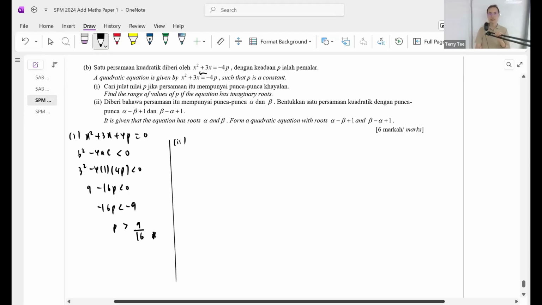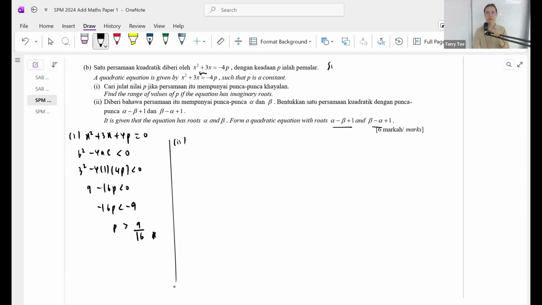Roman 2. It is given that the equation has roots of alpha and beta. Form a quadratic equation with the roots of alpha minus beta plus 1 and beta minus alpha plus 1. Okay, so what do you do? Let's find out your SOR and POR. Remember SOR and POR? SOR: alpha plus beta is minus b over a. POR is what? Alpha times beta is c over a.